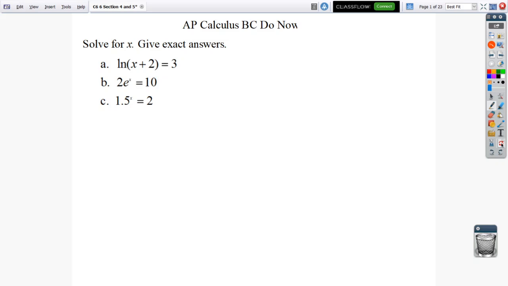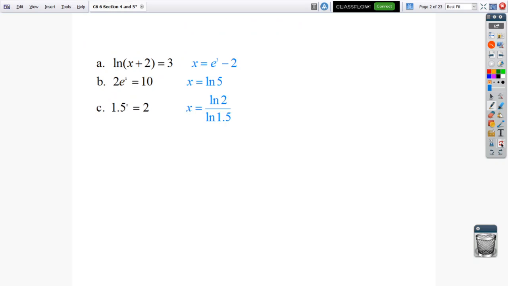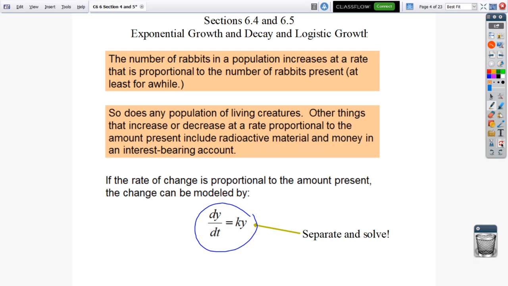So maybe pause and come back, remembering that to un-ln we exponentiate with a base of e, to un-e we ln, and to other exponents we ln, and then we're going to end up having to divide. If you need some help on these, come to office hours. I can help you out with those. That was homework from last night.